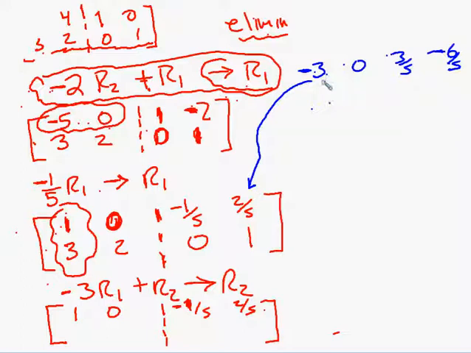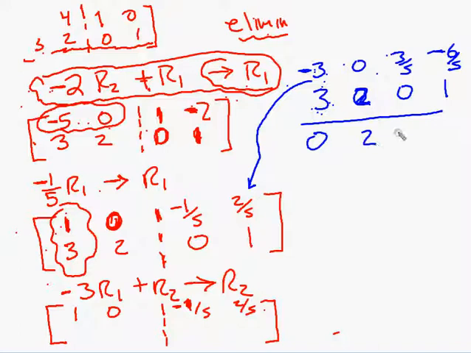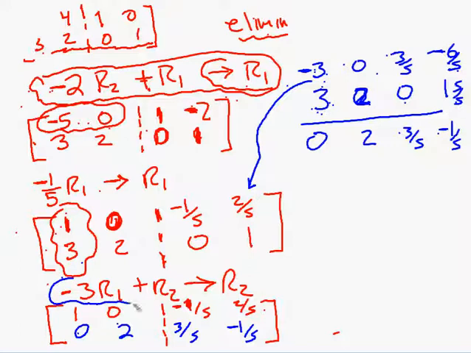I'm going to add that to row 2. Row 2 is 3, 2, 0, 1. So when I add those, see, negative 3 plus 3 is 0, and 0 plus 2 is 2, and 3/5 plus 0 is 3/5, and negative 6/5 plus 1, well, that's 5/5. That gives me negative 1/5. So that's what's going to go down into here. So I have 0, 2, 3/5, negative 1/5. And that's after I've done this operation right here.